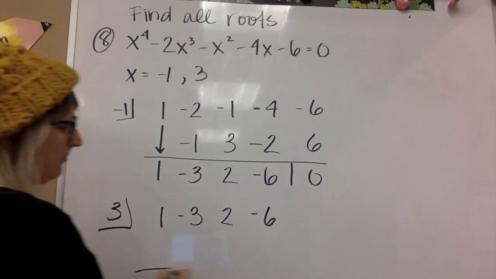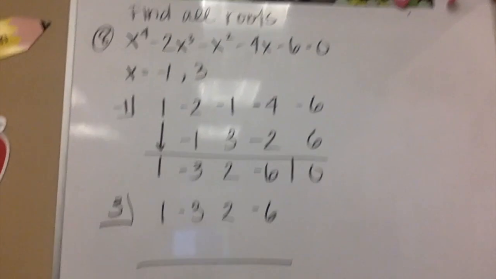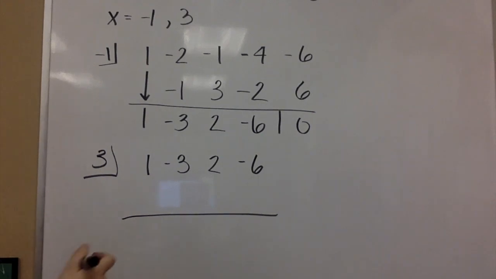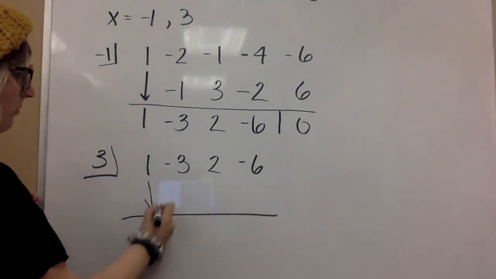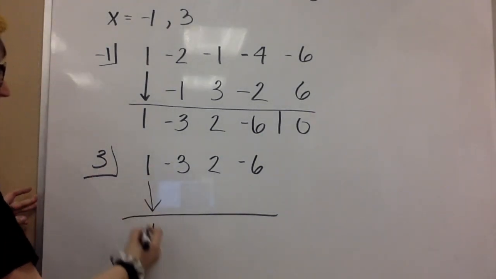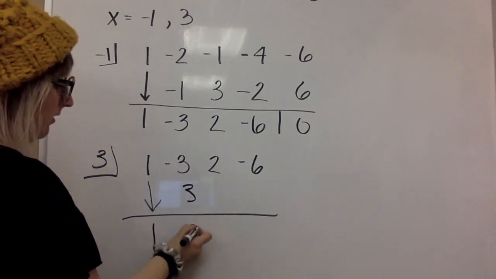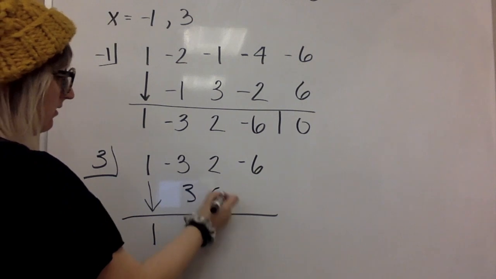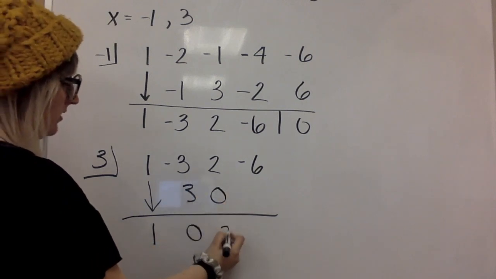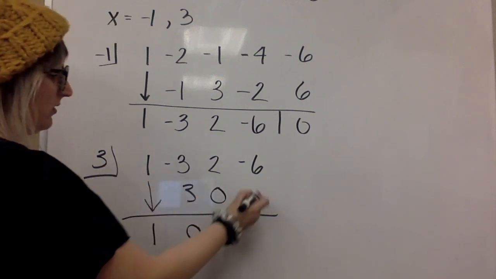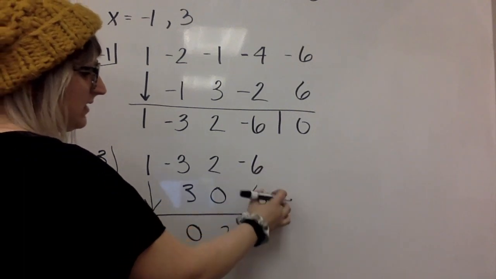So I put 3 in the magic box. Okay, I bring down my 1. 3 times 1 is 3. Negative 3 and 3 is 0. 3 times 0 is 0. 2 plus 0 is 2. 3 times 2 is 6. Negative 6 and 6 is 0.